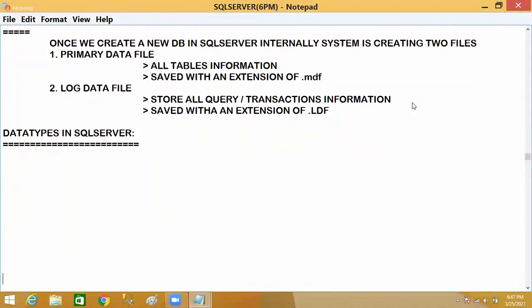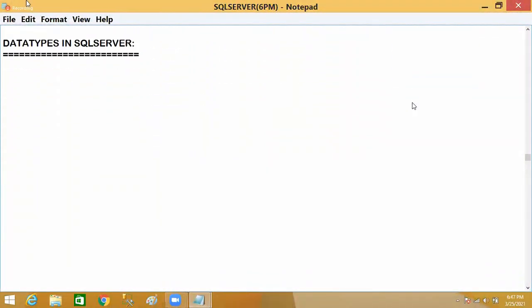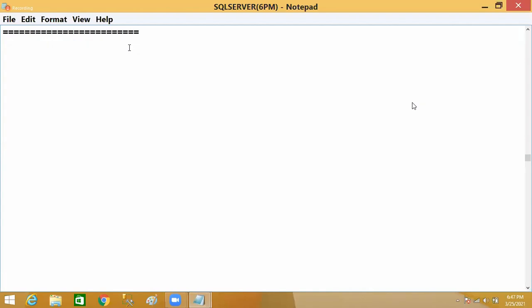So why are we saying that data types in SQL Server are specific? Every database has its own data types, guys. One database's data types we can't use in another database, just as one database tool we can't use in another database tool. That is not possible. So every database has its own data types.